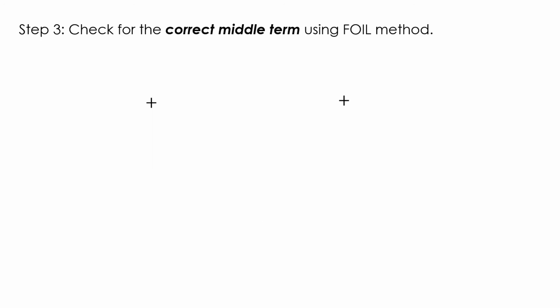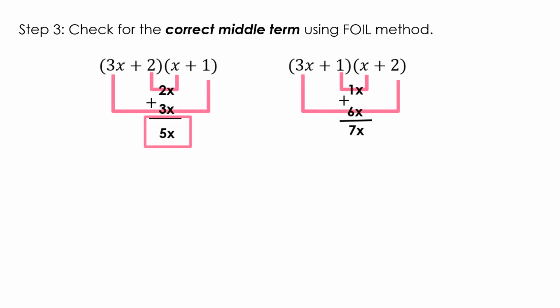Next, check for the correct middle term using FOIL method. The tip here is to multiply the first and last terms, then multiply the outer terms, and multiply the inner terms. Okay, so multiply 3x times 1, that is positive 3x. 2 times x, we have 2x. And then you add 2x plus 3x, that is positive 5x.